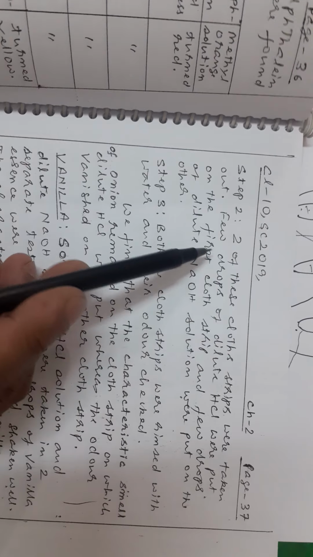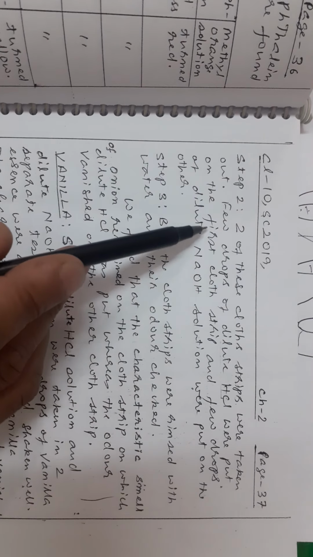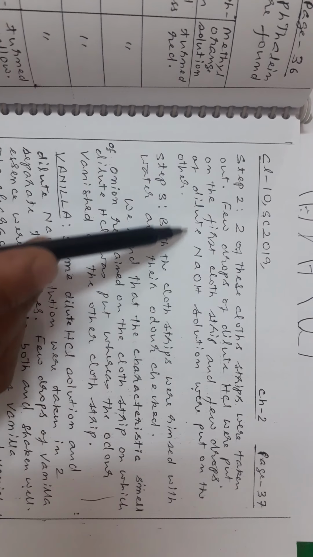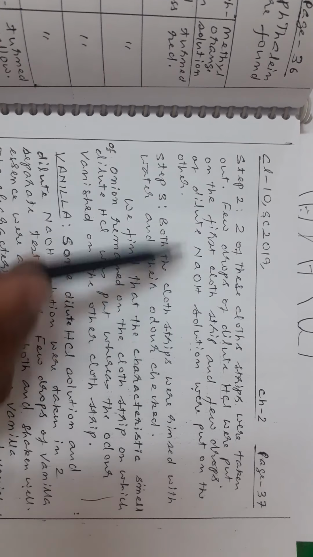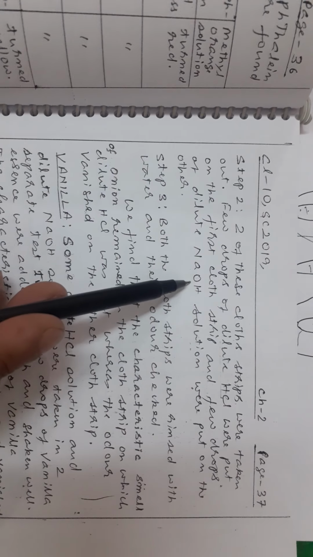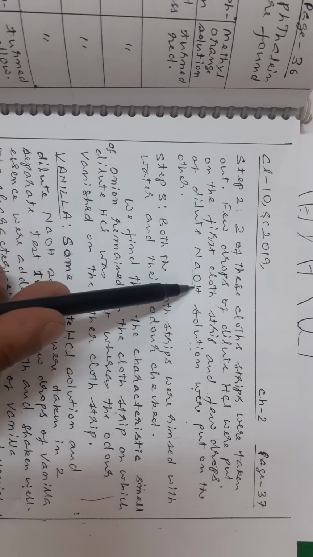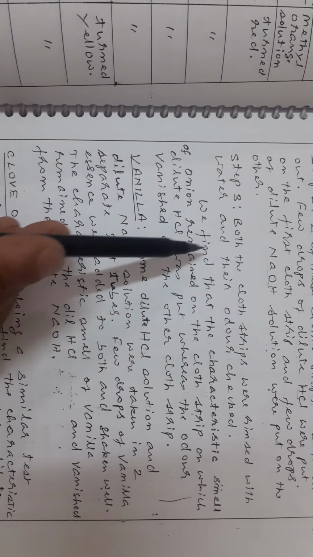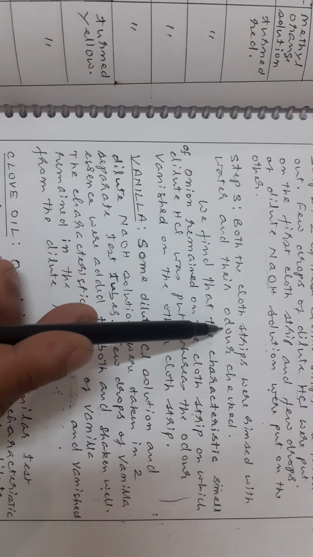After overnight, that means after 7-8 hours, or 12 hours, you take out two of these cloth strips from the onion. Then add a few drops of dilute HCl, which is an acid we already know, on one cloth, and 2 drops of sodium hydroxide on the other. What do you observe? Rinse both cloth strips with water and then check the smell.